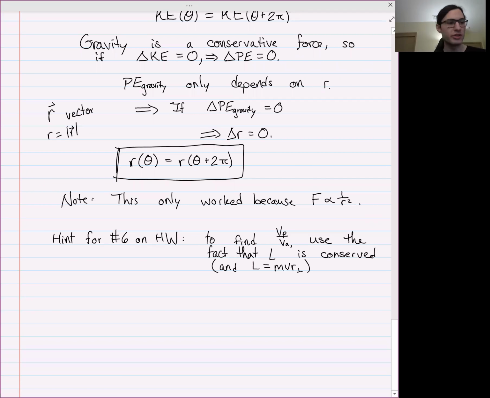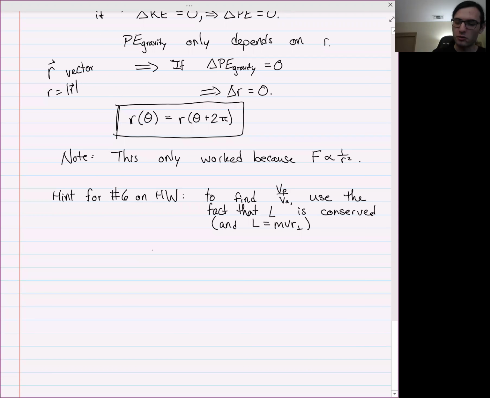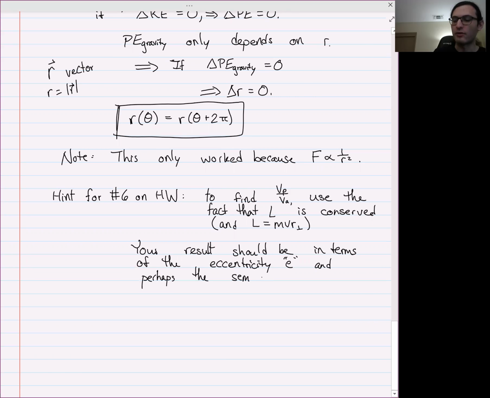The result that you end up with for number 6 should be in terms of the eccentricity of the orbit, e, and perhaps the semi-major axis. So those are the only parameters that you should have in your final form. You can have a capital G floating around, or you can have masses, but the only parameters that should be there for ellipses should be e and a.